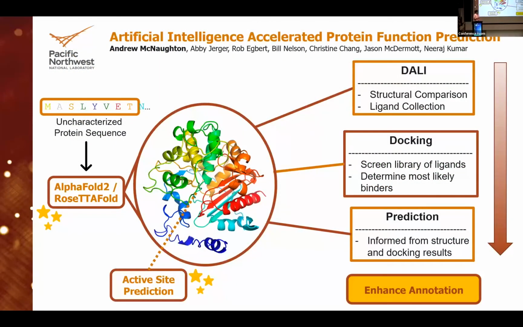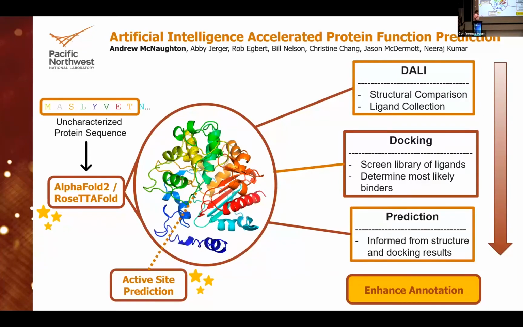I'm a computational scientist in the modeling and simulation group in the computational biology group. Today, I'm just going to give you a sneak peek into a workflow that we're developing for functional prediction of protein structures with unknown function.